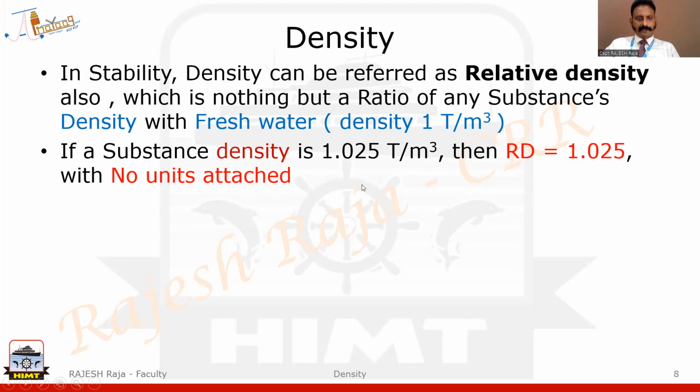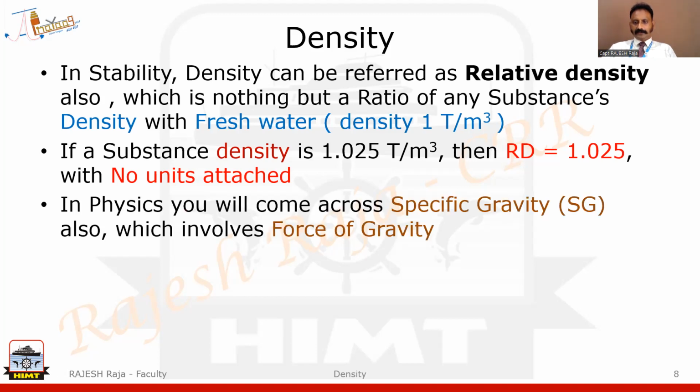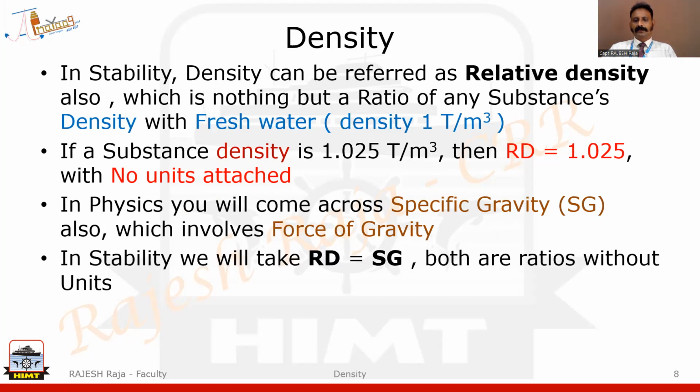Now, just as in the last slide, we said that you can have mass and weight, where weight involves force of gravity. Similarly, one more way of representing density or relative density is specific gravity. Again, specific gravity involves force of gravity, but the answers are still the same. You will get a value without any units. So for stability purposes, please don't bother here. RD is equal to SG, where both of them will not have any units, so we'll go with that.